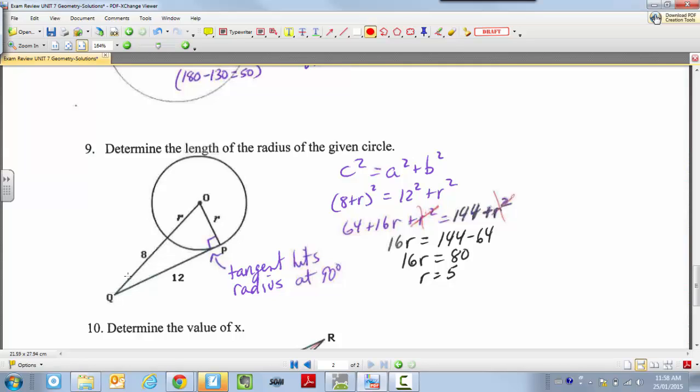Anytime I have a right angle triangle, the Pythagorean theorem is possibly a solution, or at least something that I need to consider. And so here is my C, my hypotenuse. It's the 8 from Q to the circle plus an R. So 8 plus R, and it's squared. My other two values are this length R and this length 12. So 12 squared plus R squared. And now 8 plus R squared.